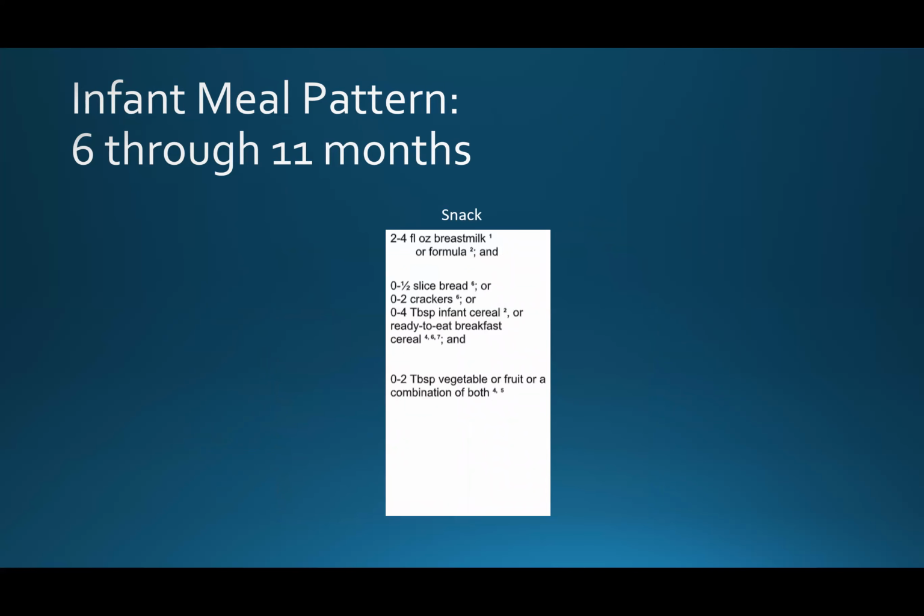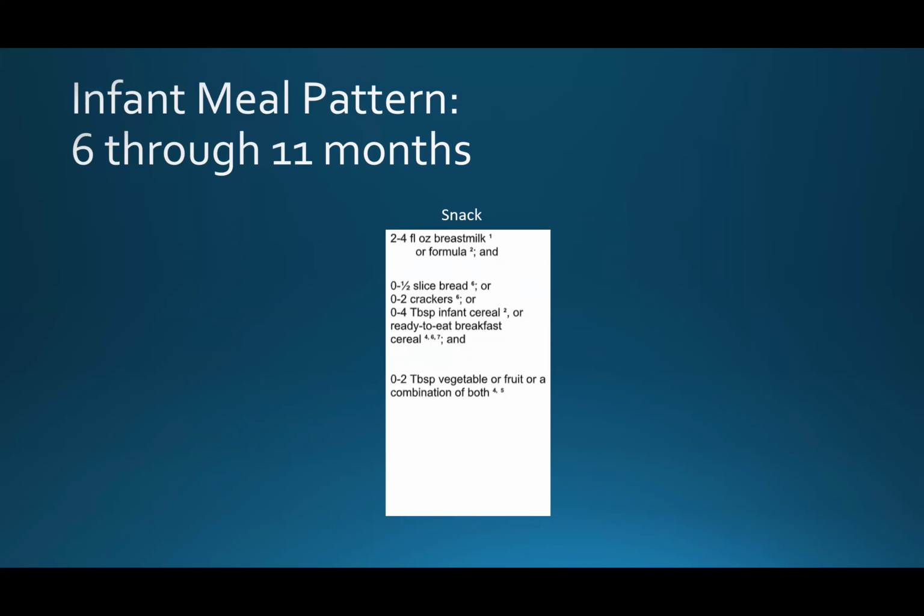At snack time, the minimum required amount of breast milk or formula is 2 to 4 ounces. Some form of whole grain rich or enriched bread, crackers, infant cereal, or ready-to-eat cereal may be served when the infant is developmentally ready. The serving sizes are 0 to 1/2 slice of bread, 0 to 2 crackers, or 0 to 4 tablespoons of infant cereal or ready-to-eat cereal.